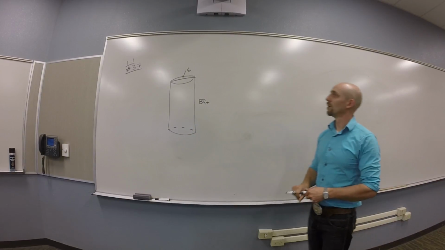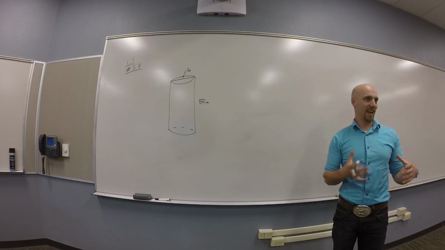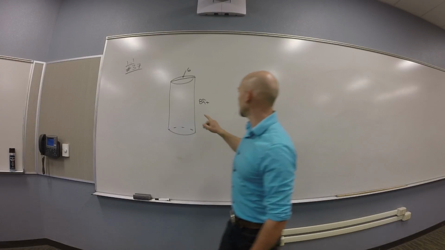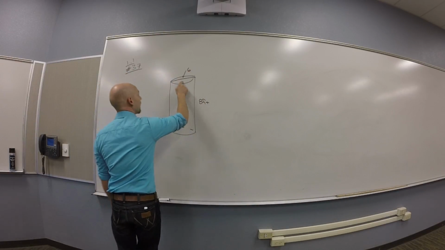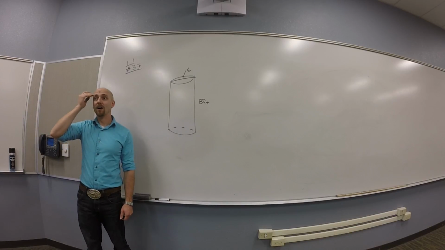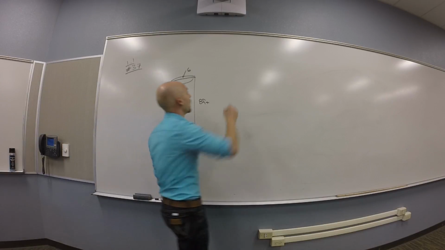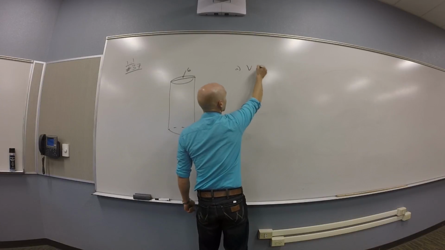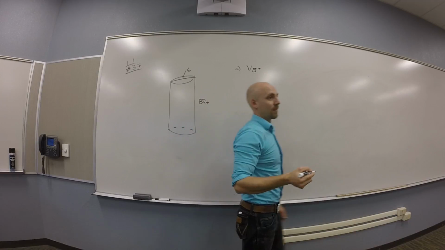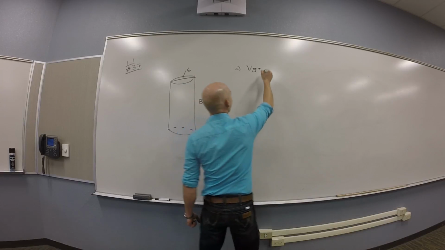Okay, so for number 37, we have a cylinder tank, right? And it is 8 feet tall and has a diameter on the base of 6 feet. First things first, they ask, how much water can you fit in this thing? So, a volume. What's the volume of this cylinder? Equals pi times r squared times height.